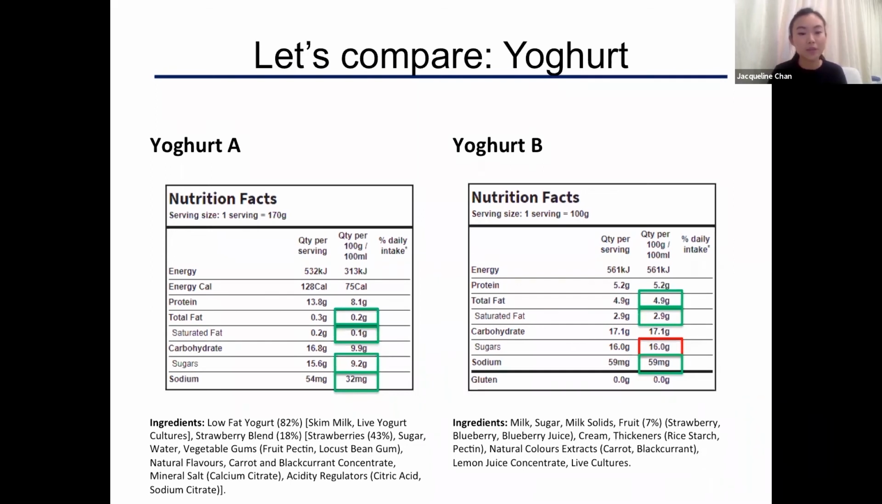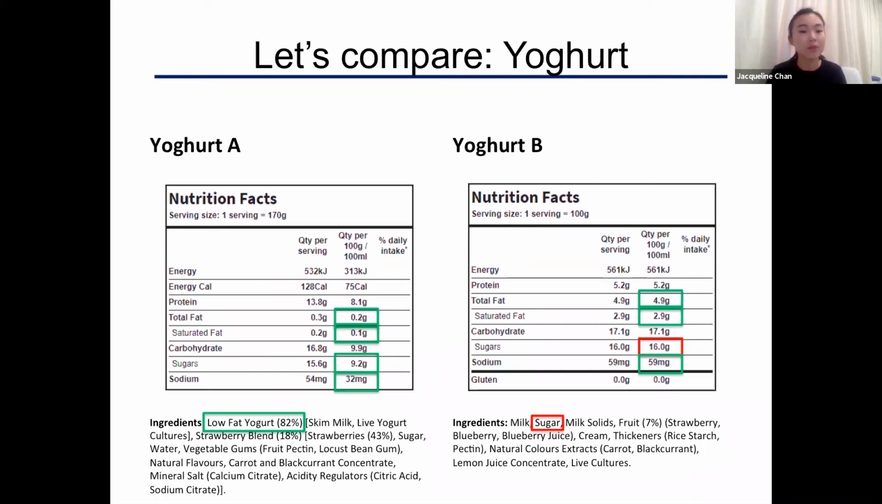So we usually recommend low or reduced fat yogurt for children above 2 years of age. However, full fat is recommended for children below 2 years. So we can see on the left, yogurt A has 82% low fat yogurt and it's made with skim milk. And on the right, yogurt B, that's made with just milk there.